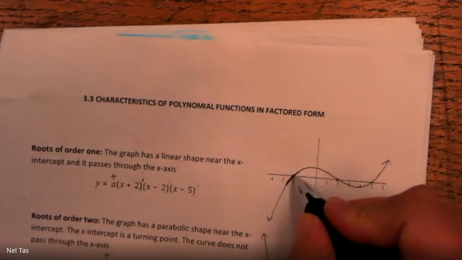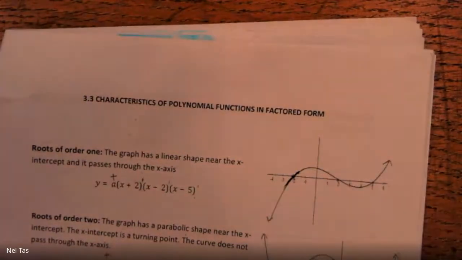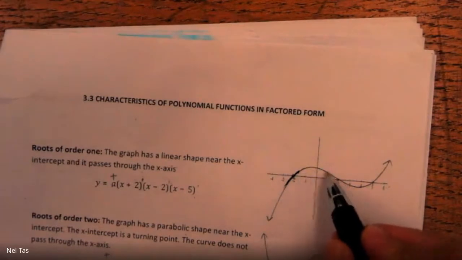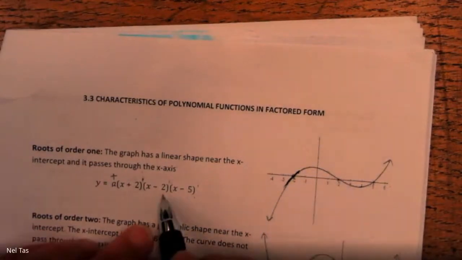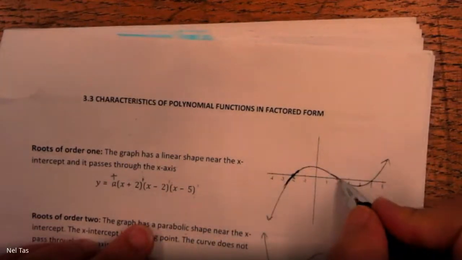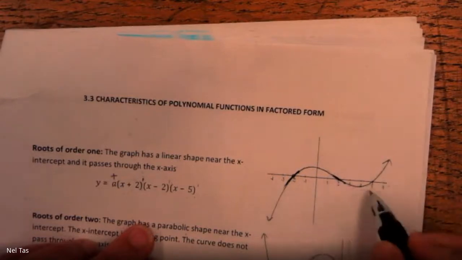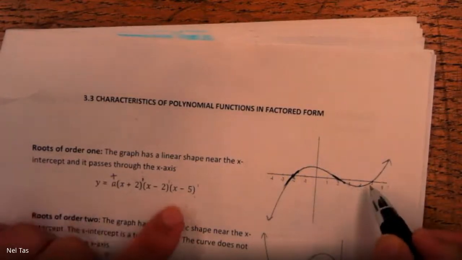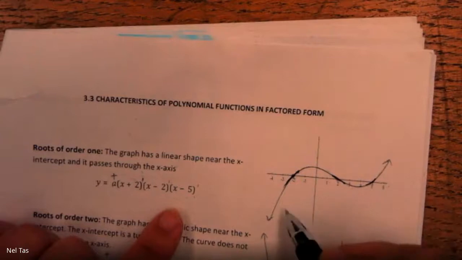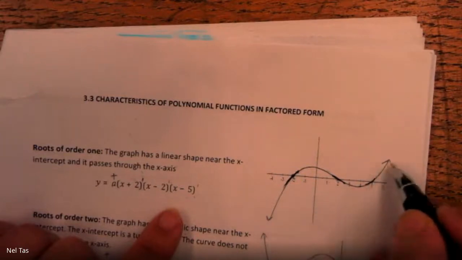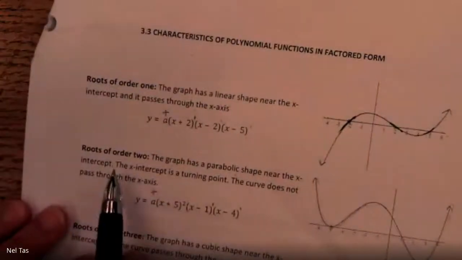So linear behavior: you just pass through the x-intercept. Then you go to the next x-intercept because it has order 1. So again, you pass through, and this is called linear behavior. Then you reach the next x-intercept and you pass through, and you start from quadrant 3 and go to quadrant 1. So let's look at order 2.